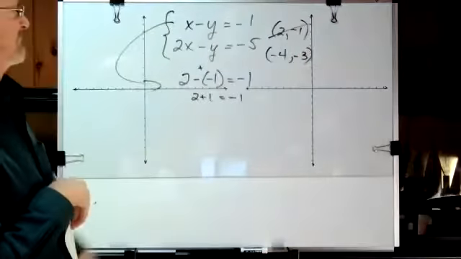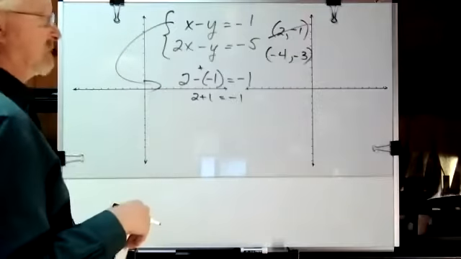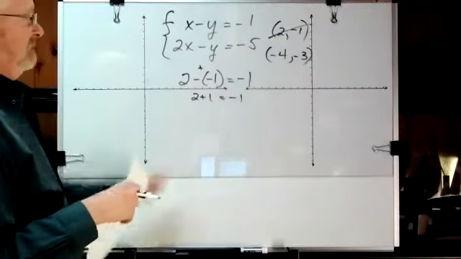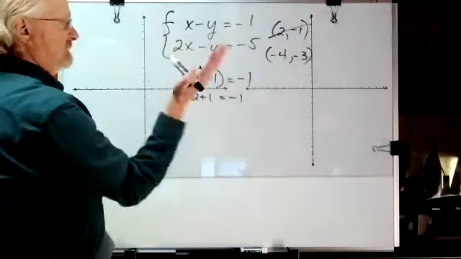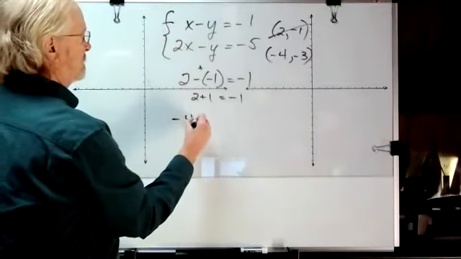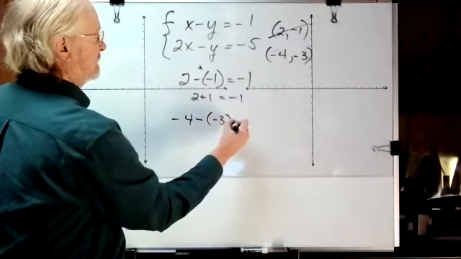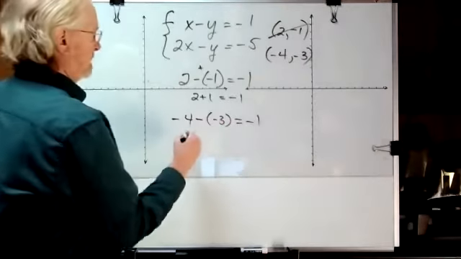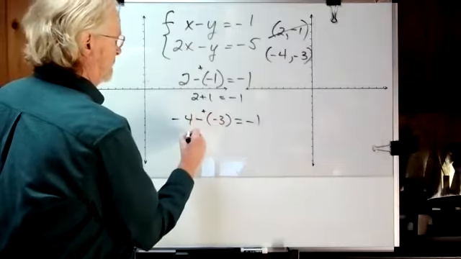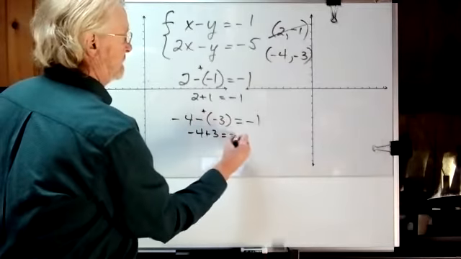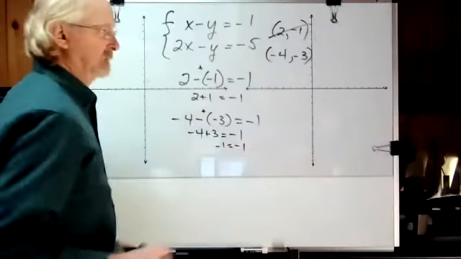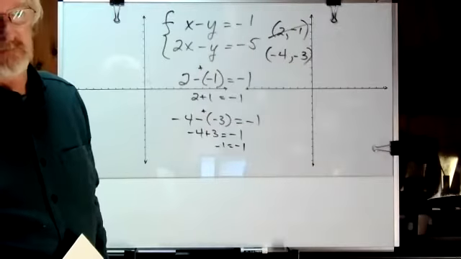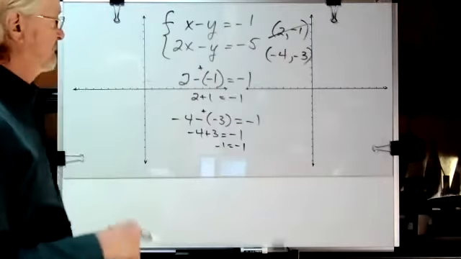All right. So here's another point I'm going to try. I'm just going to plug this one in here. For that first equation, let's try -4 minus -3. Does that equal -1? Well, minus a negative, that's adding. -4 plus 3. Yep, I got -1 equals -1. Well, good. That point is a solution for that first equation. But I have to check the second equation.